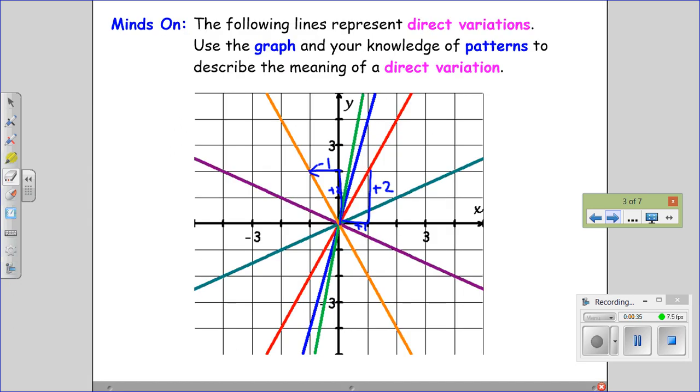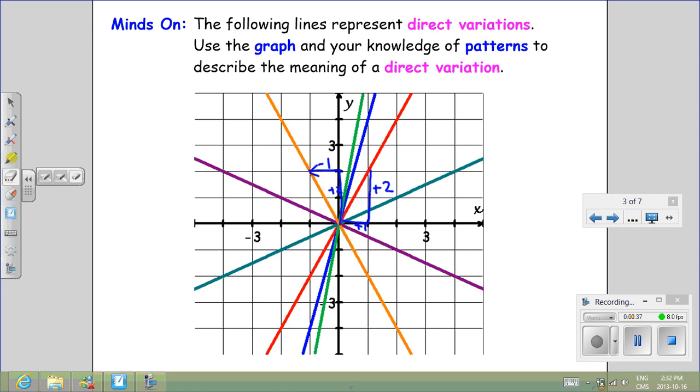All of these linear relations represent direct variations.